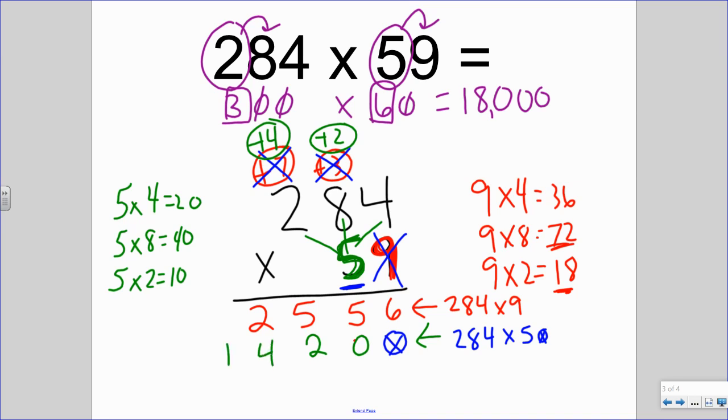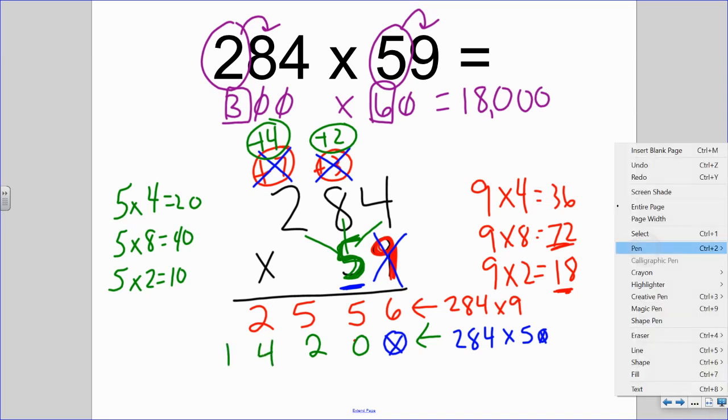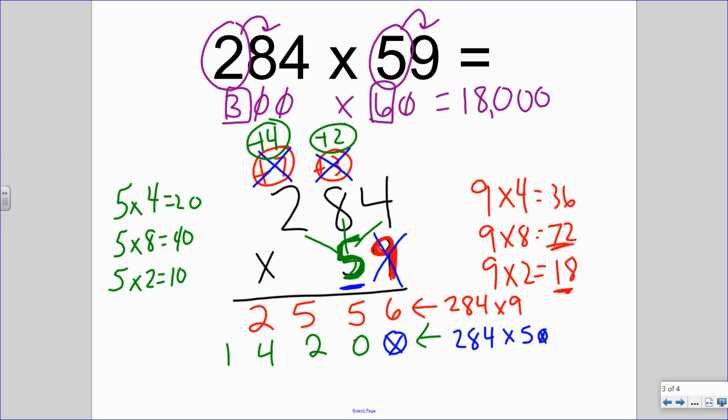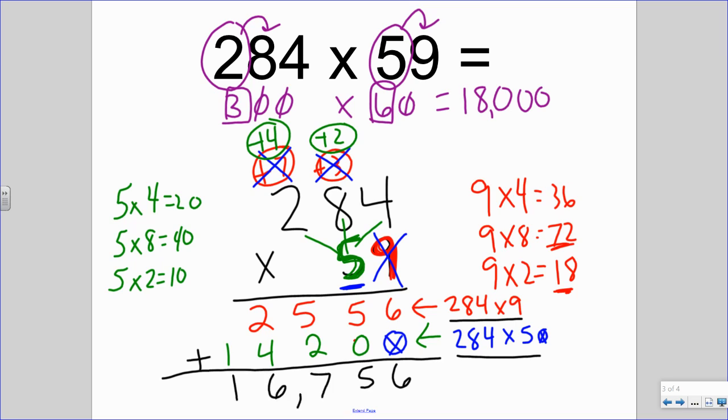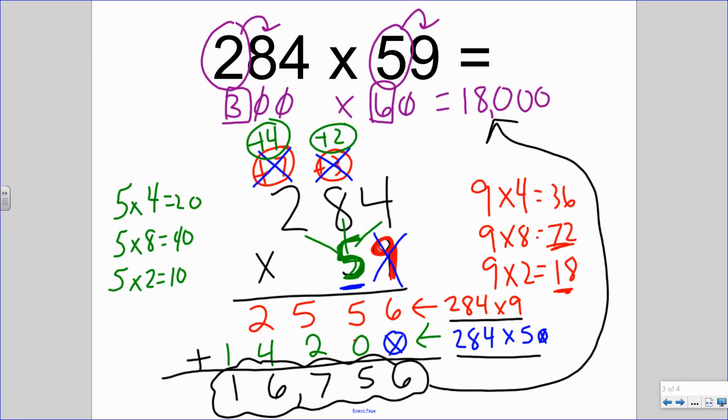Plus 4 more is 14. And the last and final thing, guys, is I know what 284 times 9 is, and I know what 284 times 50 is, but now I need to put them together because it's 59 that we're concerned about. And when we're adding, not multiplying, at this last step, I can see that my answer makes sense. No big mistakes here.